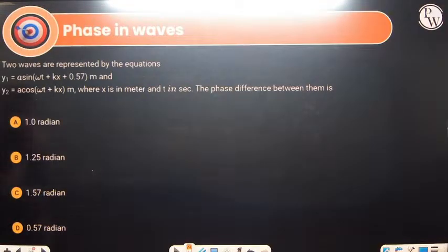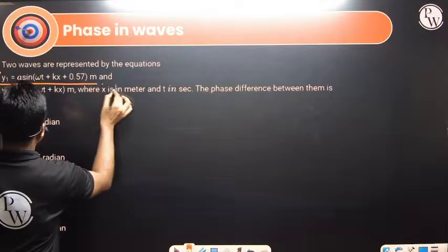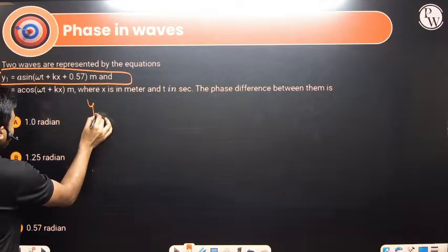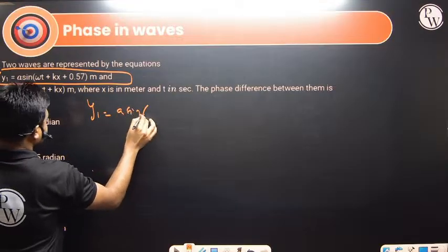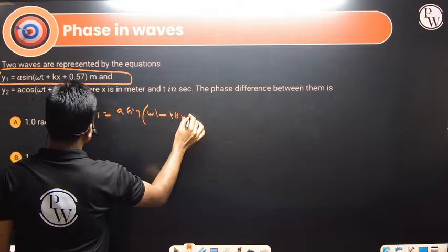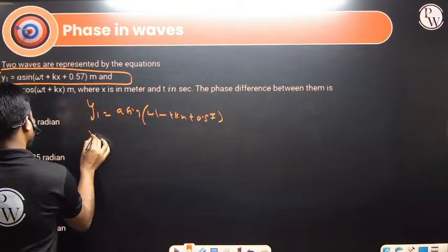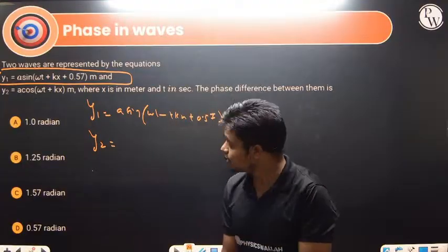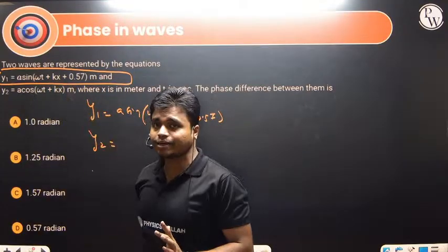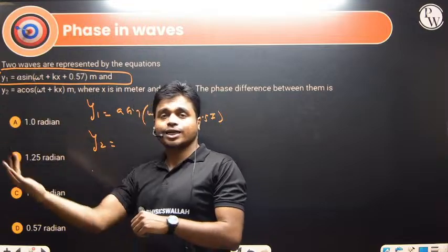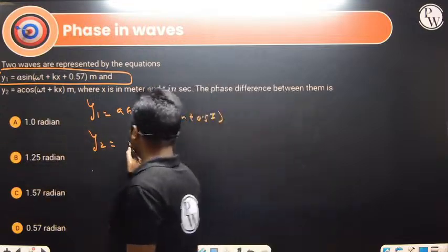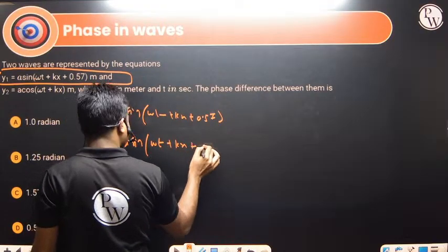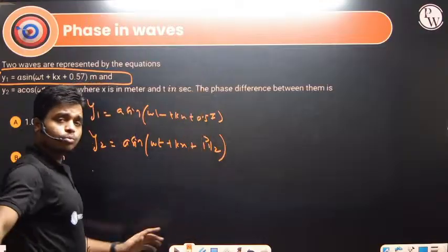Two waves are given by these equations, y1 equals a sin(omega t plus kx plus 0.57) and second is a cos omega t. So they're asking y1 equals a sin of omega t plus kx plus 0.57, and second is y2. Whenever they're asking the phase difference, remember this is what we have to focus on. This should also be sine and this should also be sine, but here this one is sine, this one is cos. How can we convert this cos to the sine? Just write a sin(omega t plus kx plus pi by 2). Your problem will be solved now.